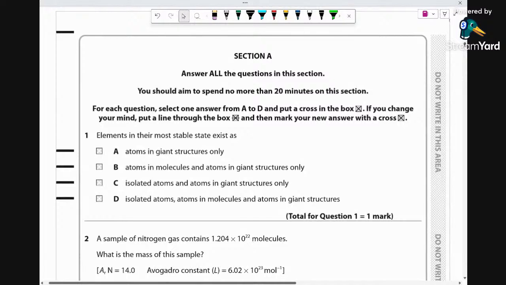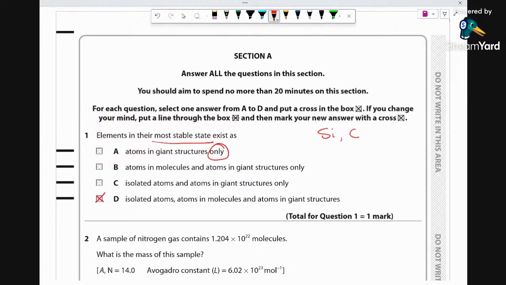Elements in their most stable states exist as. Okay, that's actually a really interesting question to start off with. Atoms in giant structures only. Well, we know that silicon and carbon both exist in giant states, so that is true. But not only. We know that we need elements in their most stable states. Well, we've got the diatomics who go around in molecules, and we've got noble gases who go around as atoms. So atoms in molecules and atoms in giant structures only, we're missing the noble gases. Isolated atoms, there's your noble gases, and atoms in giant structures only. Isolated atoms, atoms in molecules, and atoms. So the answer is going to be D.